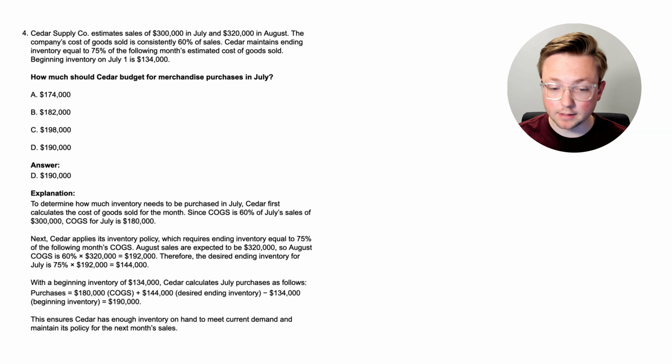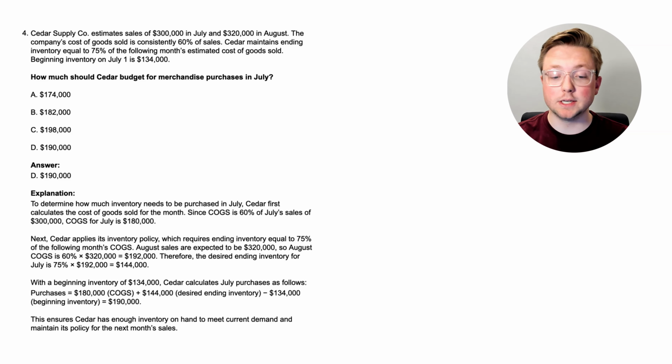So now that we know that, we take the beginning inventory that we already had of $134,000, and we can calculate the purchases that they need to make in July the same way that we've been doing it throughout the whole video. $180,000 of COGS plus the $144,000 of desired ending inventory, subtract the $134,000 of beginning inventory that they already had, and that gives us $190,000 of merchandise to purchase in July.